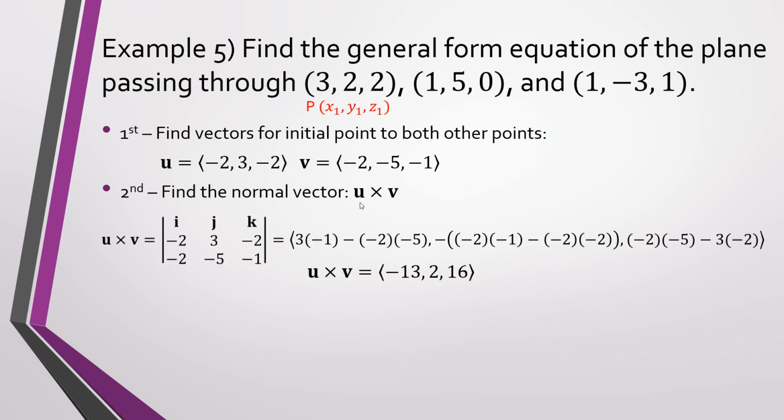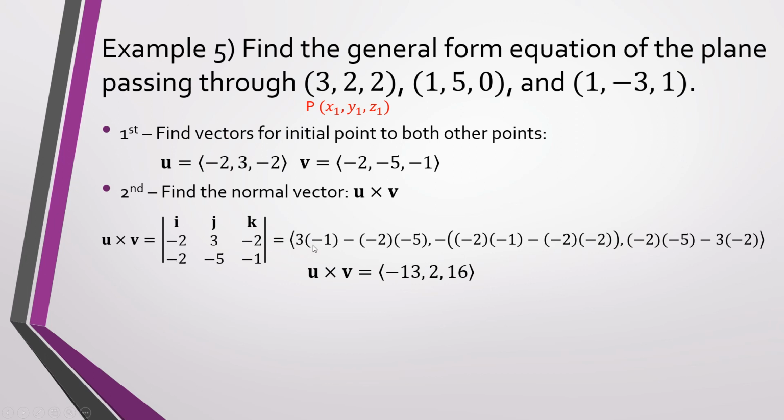Just like we were doing before, put in your first vector's components, put in your second vector's components. For our x component, we ignore our x column, find our determinant, multiply our first diagonal, 3 times negative 1, minus our second diagonal, negative 2 times negative 5. For our y component, remember that it's the opposite. Ignore the y column, and then our first diagonal becomes negative 2 times negative 1 minus our second diagonal, negative 2 times negative 2. For our z component, we ignore our z column, so now our first diagonal is negative 2 times negative 5, minus our second diagonal, 3 times negative 2.